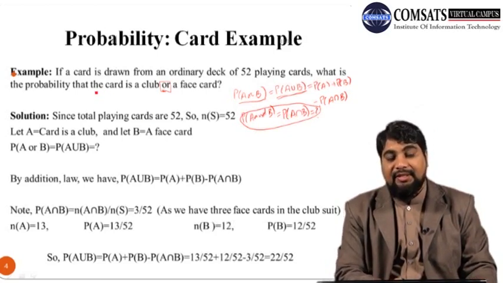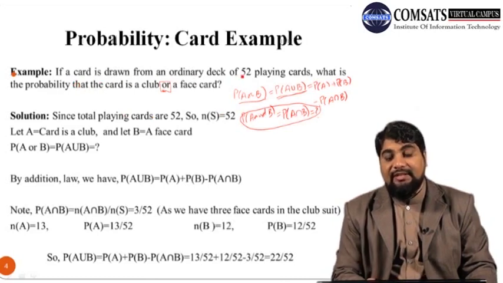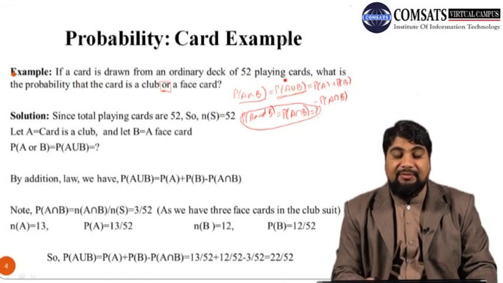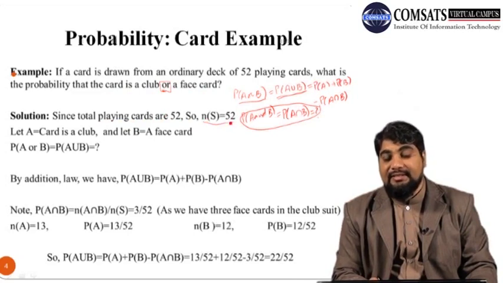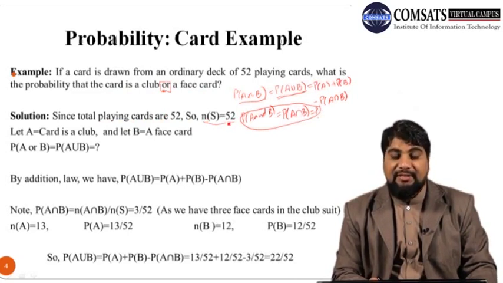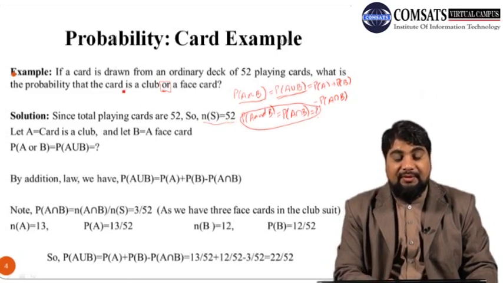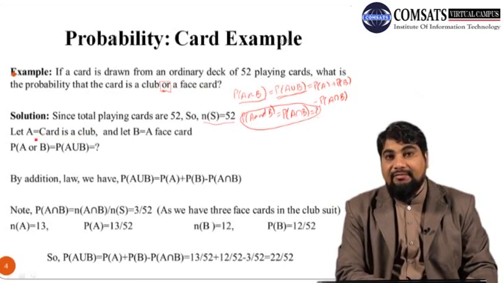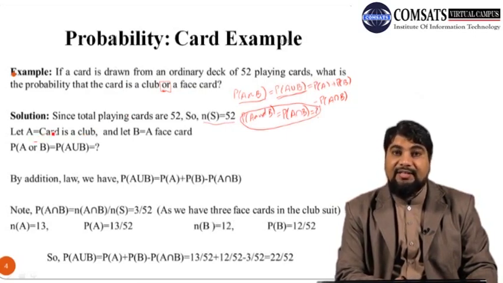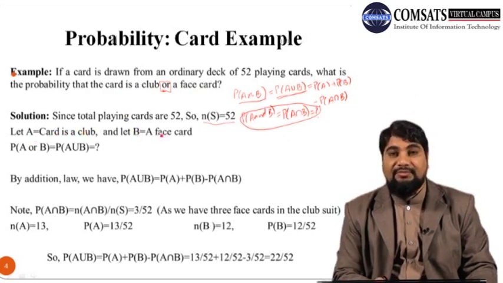Coming back to this example: if a card is drawn from an ordinary deck of 52 playing cards, what is the probability that the card is a club or a face card? Since total playing cards are 52, n(S) is 52, the total number of sample points. Let us define an event A that the card is a club, and an event B that the card is a face card.